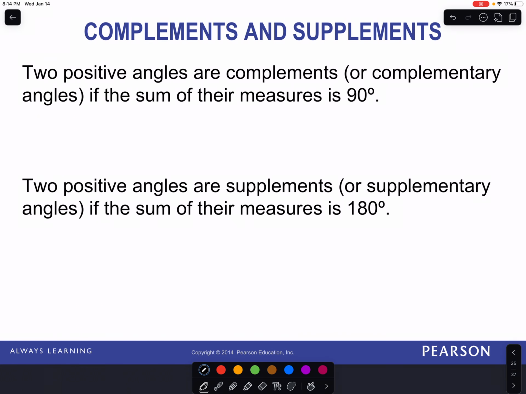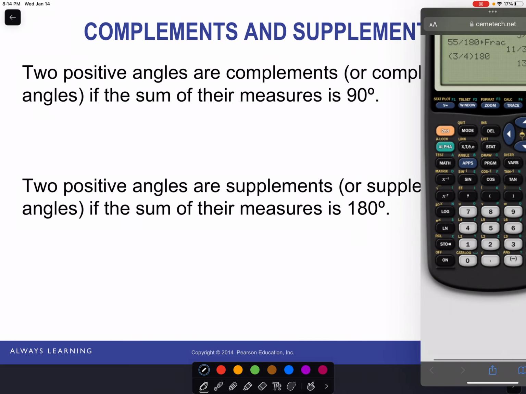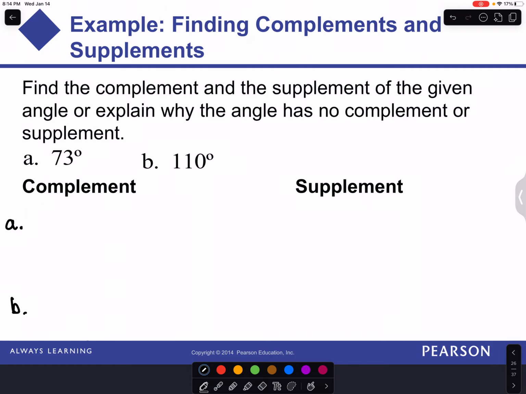So complements and supplements. 2 positive angles are complements or complementary angles if the sum of their measure is 90 degrees. 2 positive angles are supplements or supplementary angles if the sum of their measure is 180 degrees. Here we're asked to find the complement and the supplement of the given angle or explain why the angle has no complement or supplement. So complement adds up to 90, supplement adds up to 180.